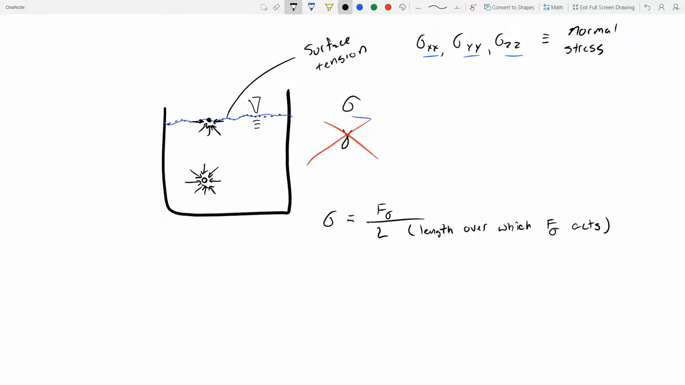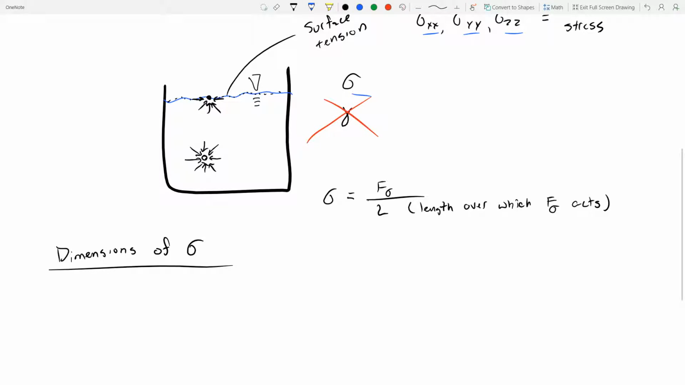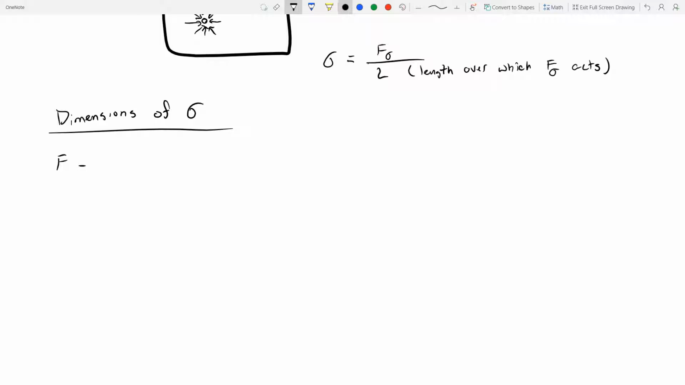To demonstrate this more effectively, we'll get to an example in a moment. But before we do that, let's head back to our standby of dimensional analysis. So to figure out the dimensions of sigma, we know that force has dimensions of mass, length, time to the negative 2. And then length, of course, has dimensions of length, which means sigma has dimensions of mass, time to the negative 2.